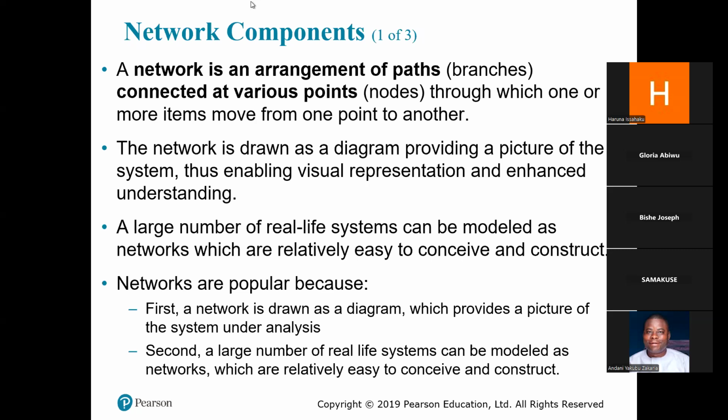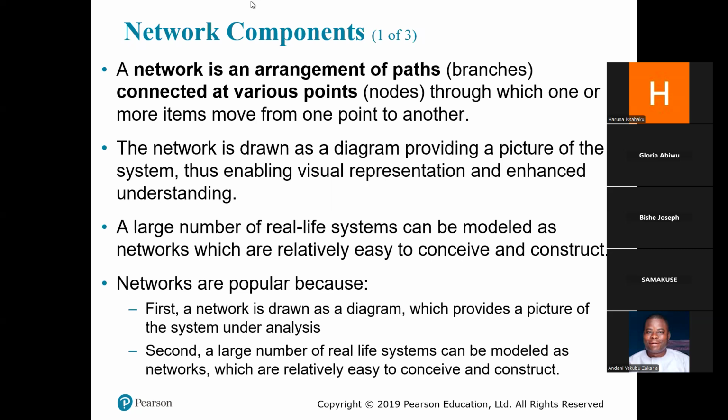Okay? So you are looking at from junction A to junction B. So the junctions are the nodes or the points. Then the distance between junctions is what we call the branches or the paths. So basically what we are saying is that in a network, there are branches or paths, and there are points or nodes. And through these paths, items can be moved from one point to the other.